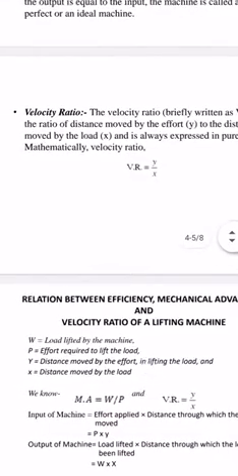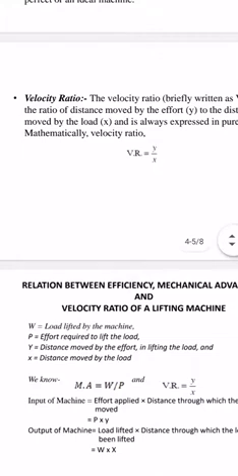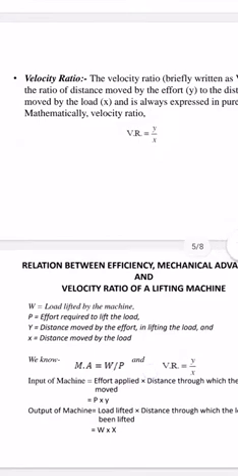So first we understand what terms we will use. W, we already know, is the load lifted by the machine. P is the effort required to lift the load. Y is the distance moved by the effort in lifting the load. And X is the distance moved by the load. So don't confuse. W and P we already understand. W is load, P is effort. But don't confuse them with Y and X. Y is the distance moved by the effort, and X is the distance moved by the load. Okay.